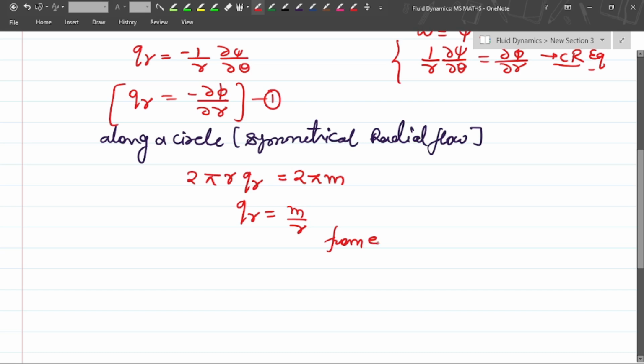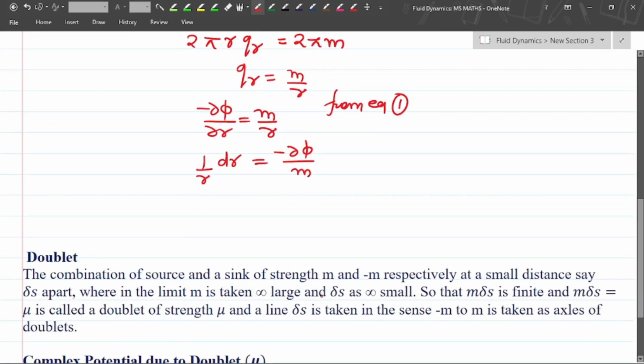So from equation 1, I can write here: minus ∂φ/∂r is equal to m by r. So what can I do here? I can write 1 by r dr, or basically ∂r, you can say, is equal to minus ∂φ by m. I'm just separating the variables in this differential equation.